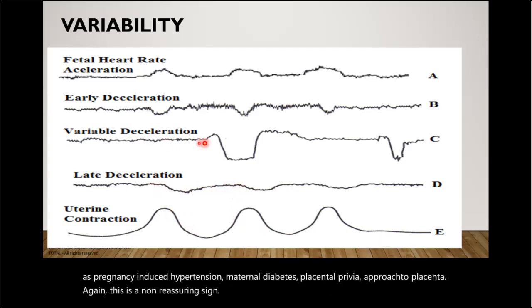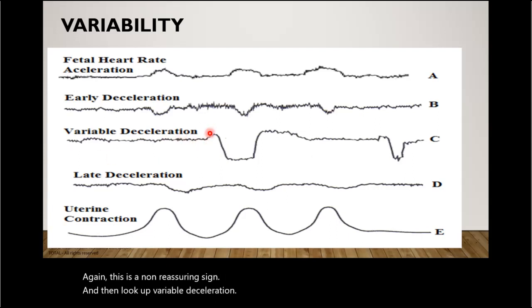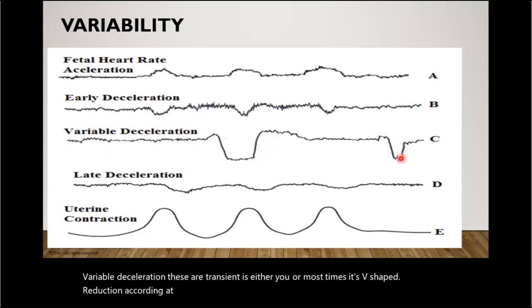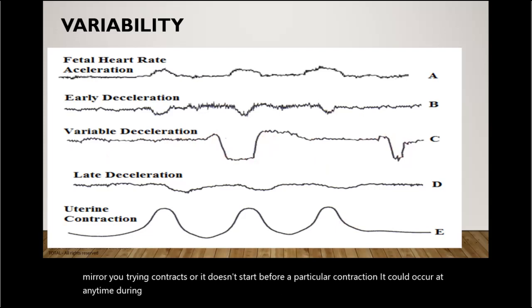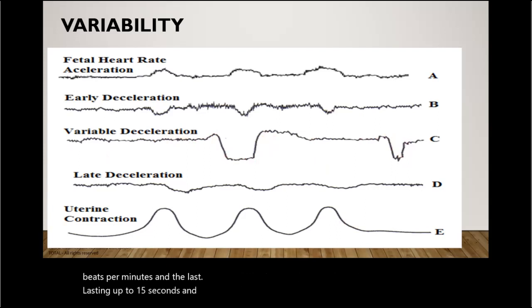And then we look at variable deceleration. This is a transient U-shaped or, most times, V-shaped reduction occurring at any time during the uterine contracting phase. It doesn't mirror the uterine contraction, and it doesn't start before a particular contraction. It could occur at any time during the contracting phase, and the decrease is usually more than 15 beats per minute, lasting up to 15 seconds. Then there's a return to baseline in less than 2 minutes from onset.